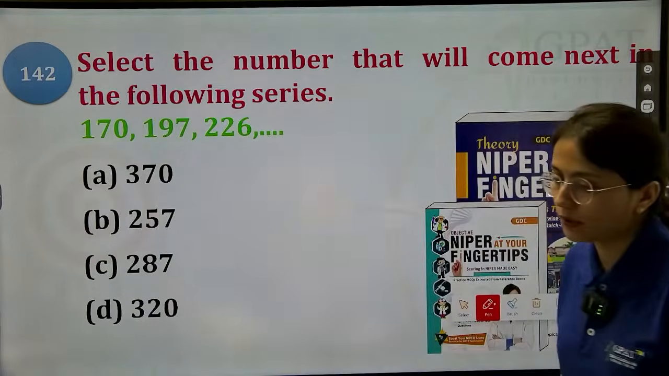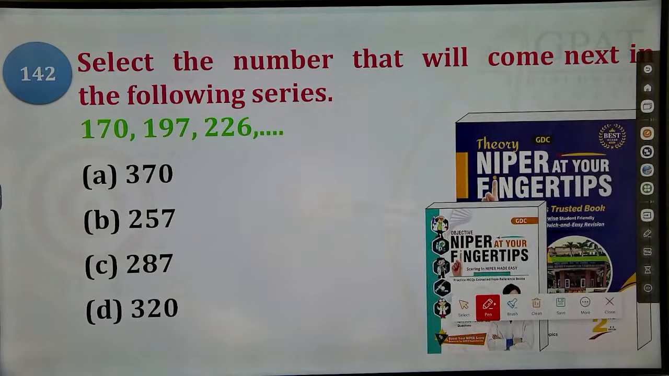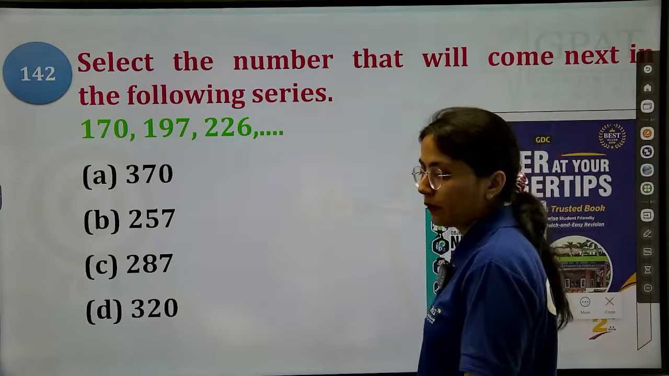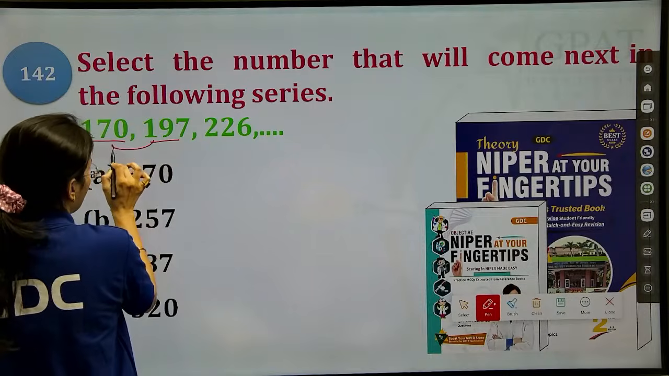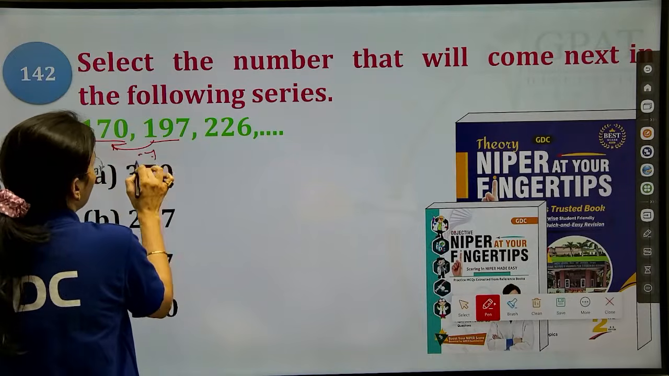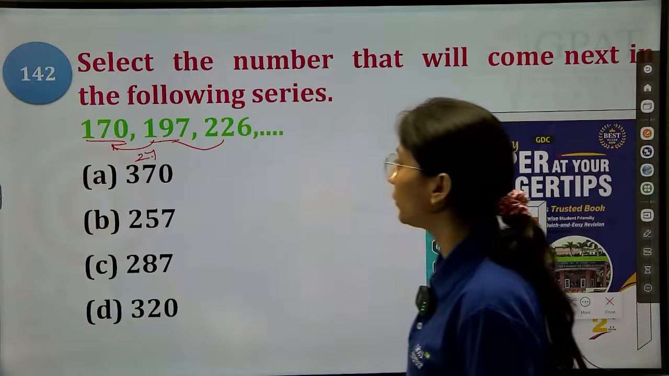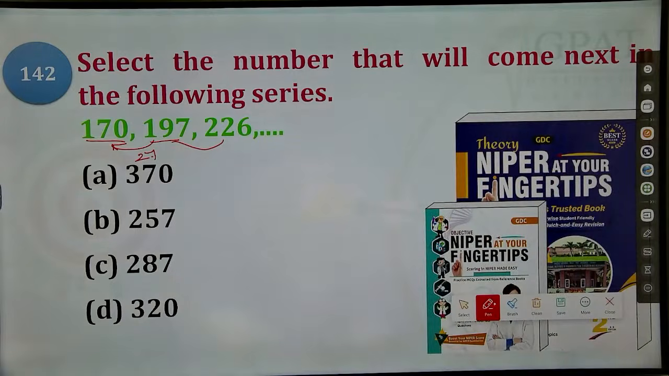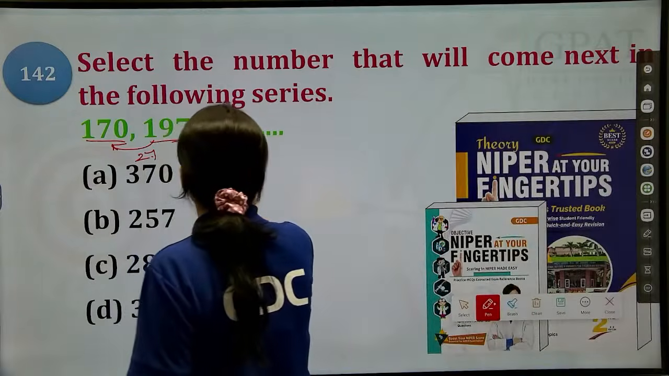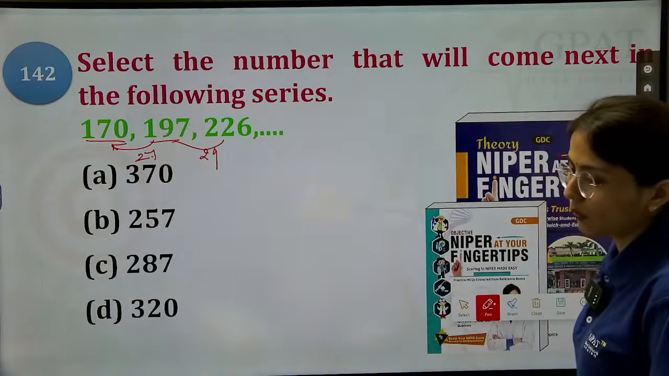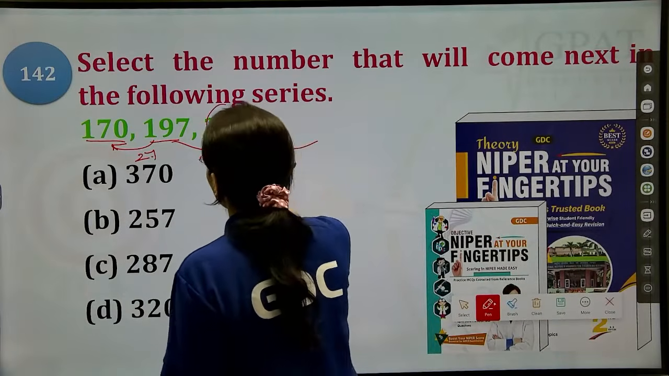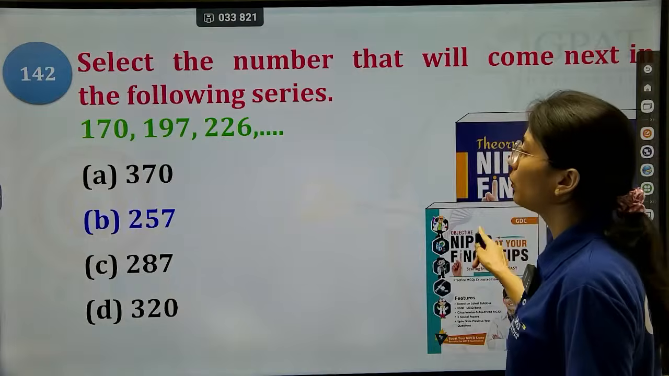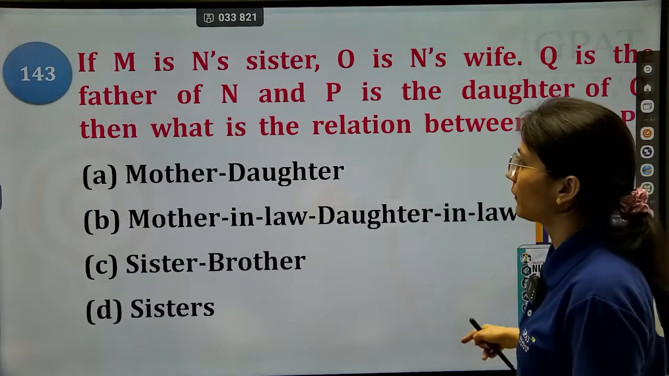Now 170, 197, 226. What is the next number? If you subtract 170 from 197, you get 27. Subtracting 197 from 226, you get 29. So now the next difference is 31. You add 31 to 226 and you get your answer, that is 257.